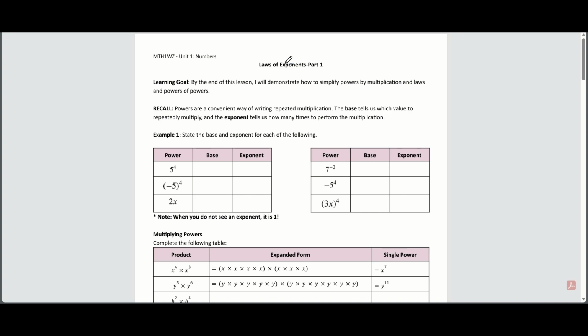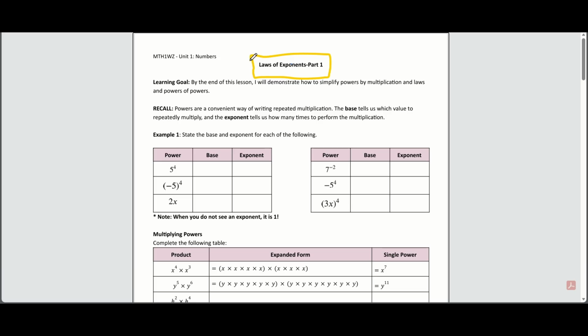Everyone, welcome back to another iBuddy video, and today we're going to be talking about an important topic that you're going to get back to throughout the rest of your high school career, and it's just essential, which is the laws of exponents.